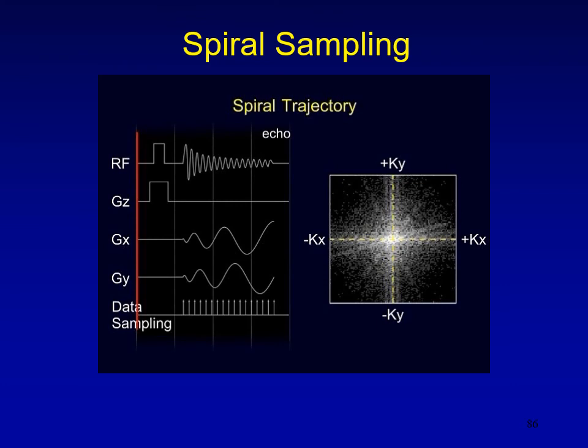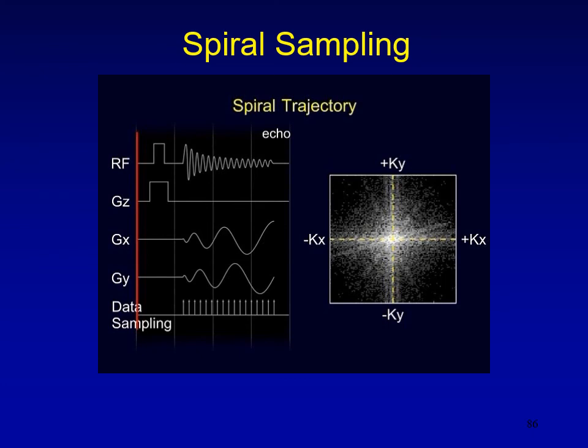A third method of collecting data for k-space is something called spiral sampling. This is the last sampling method that I'm going to illustrate. And what they do here is they oscillate the X and Y gradients such that k-space is filled in a pattern of spirals. But in every one of these k-space strategies, the objective is to achieve enough k-space points to get the spatial resolution that one wishes in the imaging that is being performed.